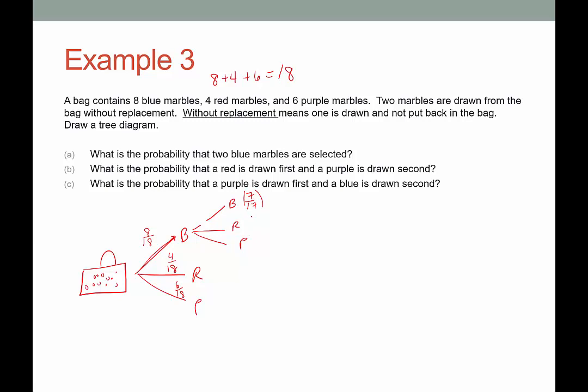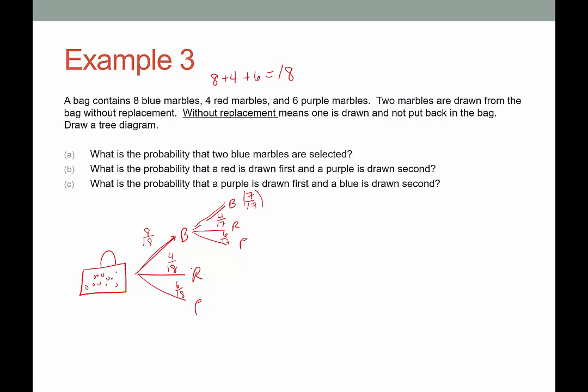The number of red, there's still 4 red marbles, so the red is going to be 4 out of 17, which maybe I can, oh good, it's letting me right over here. And there's still 6 purple marbles, so it's 6 out of 17. And again, these 3 with this common vertex should add up to 1 whole. 7 plus 4 plus 6 should be 17. 17 17ths is 1 whole. Okay, so that's selecting a blue first.